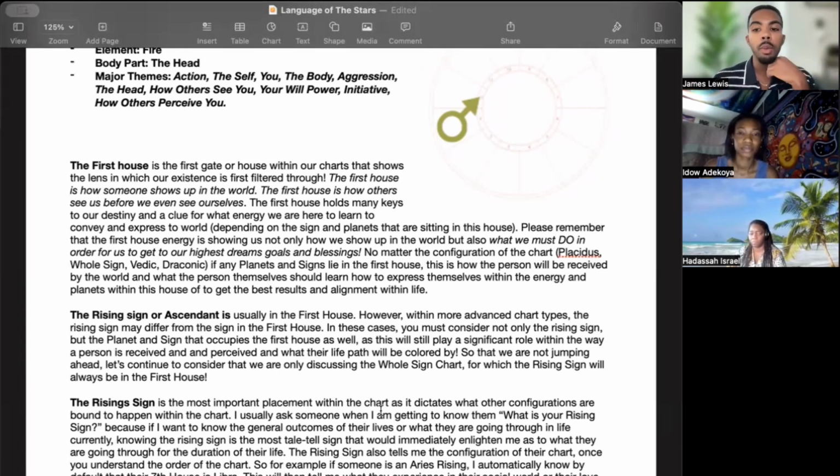Okay, and then I put, so that we are not jumping ahead, let's continue to consider that we are only discussing the whole sign chart, for which the rising sign will always be in the first house. So just for this section, just for this basic meaning, we're just going to consider that we are talking about whole sign charts, whole sign tropical charts, okay?